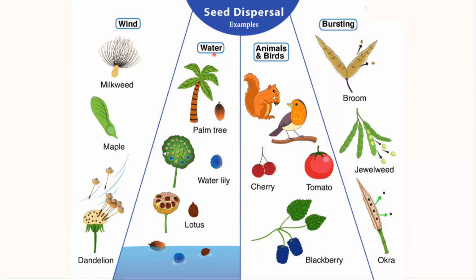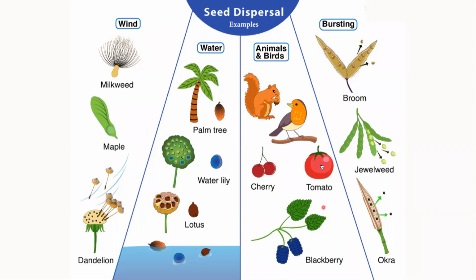Okay, any seeds that are dispersed through water must have a spongy covering, which allows them to float on water. For example, a palm tree, water lilies, lotuses. Another good example that is not shown here are coconuts. You see, coconuts float on water. So when they go onto a different place, brought by the water stream itself, it allows them to reproduce at a different spot. Okay, third one would be animals.